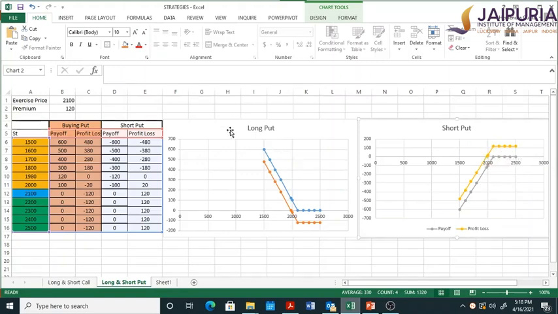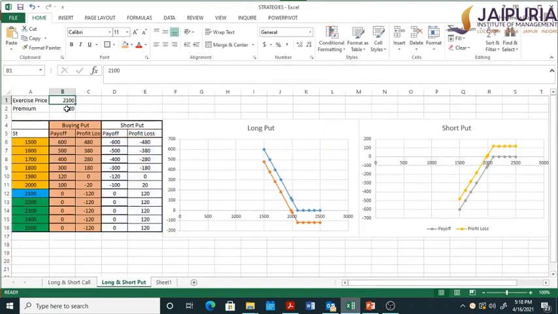So I hope you are able to understand what a put option is. A put option gives a buyer a choice to sell at an exercise price. For that he pays a premium, right? So why will you go for a put option? I will go for a put option when I have a bearish outlook for that particular asset for which we are buying a put.